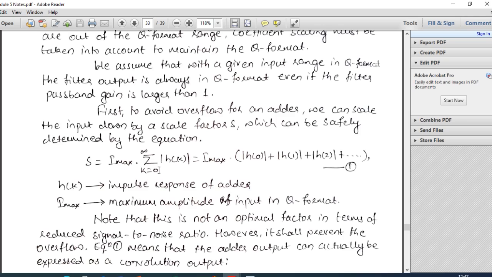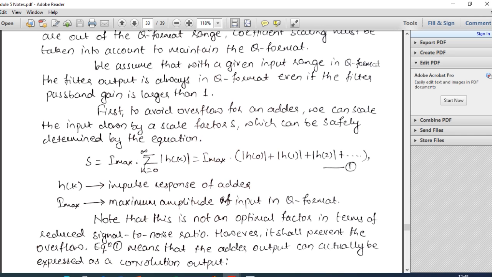So whatever the passband gain may be, I am not talking about the passband gain, because for every filter there is a passband and there is a stop band. For this implementation using the fixed point method, passband gain has no limits. It can be greater than 1, but the input data and the coefficients of the input should be less than 1.